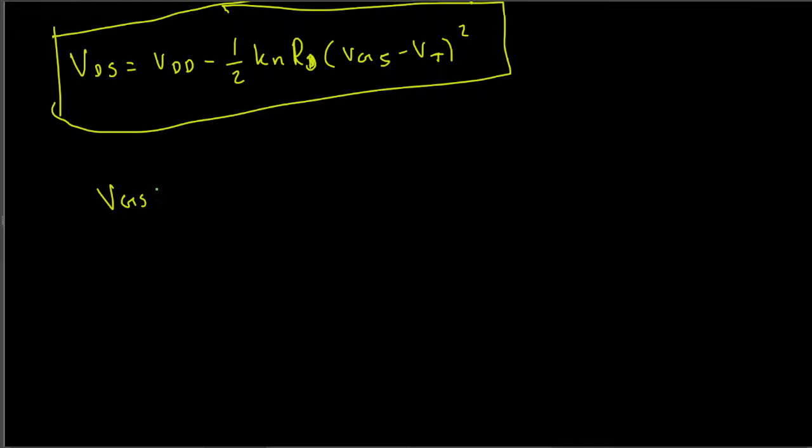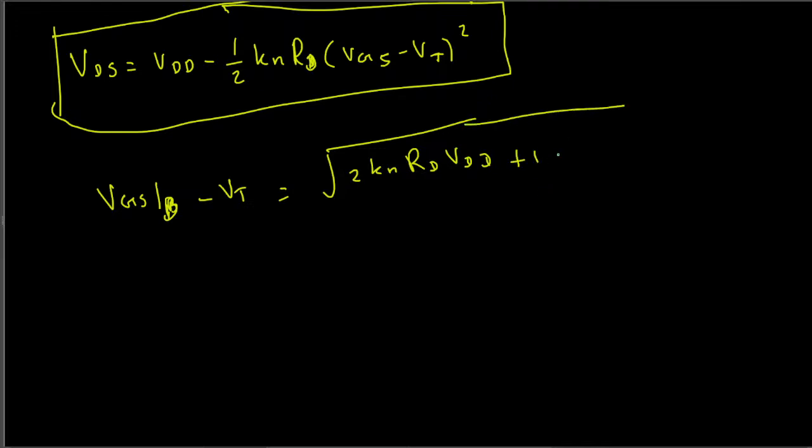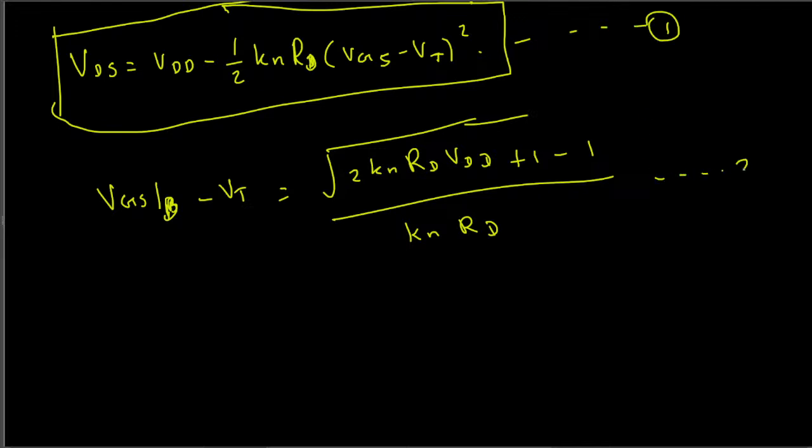VGS. We are just looking at the region B, so I just put B for it, just to make sure that this is happening only in the B. And then VGS minus VT. If we rearrange this one and create an equation, that is going to be square root of 2Kn RD VDD plus 1 minus 1 divided by Kn times RD, and this minus 1 is outside of this square root. Okay, if I call this one equation number 1, let's call this one equation number 2.